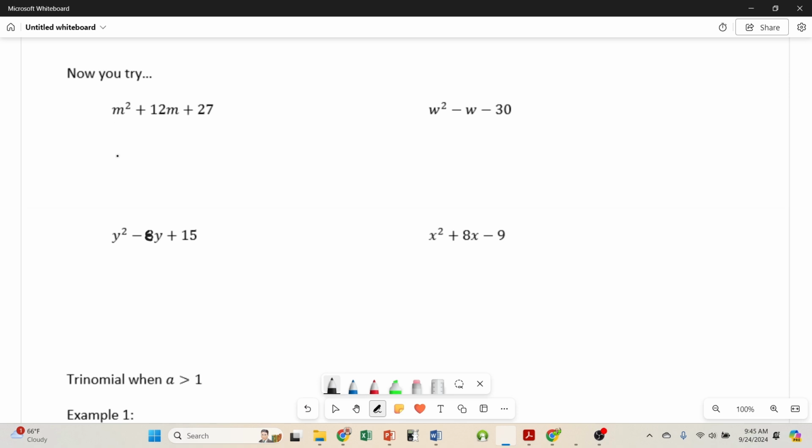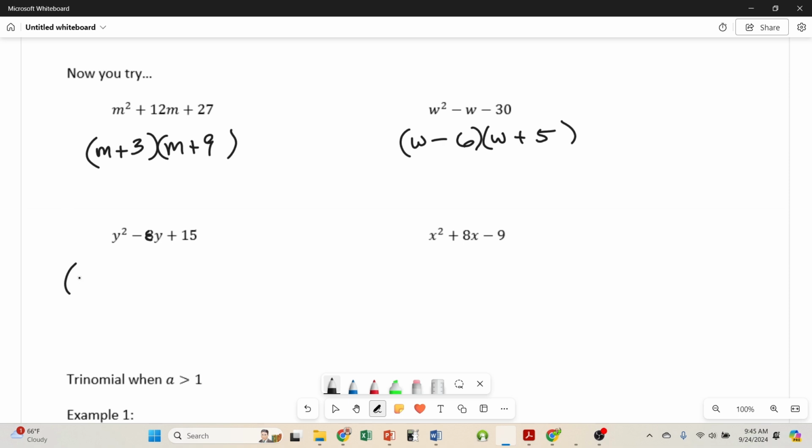Alright, so let's go ahead and do this one. These are both m. This is plus, so both are pluses. So plus and plus. Factors of 27 that add up to 12 are 3 and 9. Over here, I have w and w. This is minus, so the signs are different. I'm going to put my minus up front because that's where I'm going to put my bigger value. The factors of 30 that are 1 apart are 6 and 5.